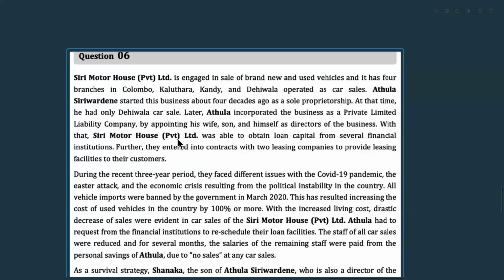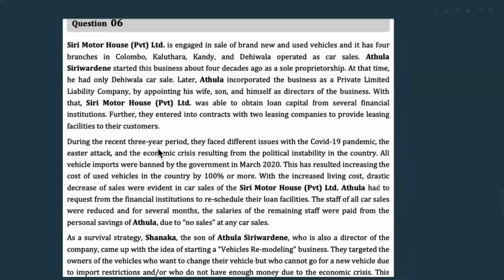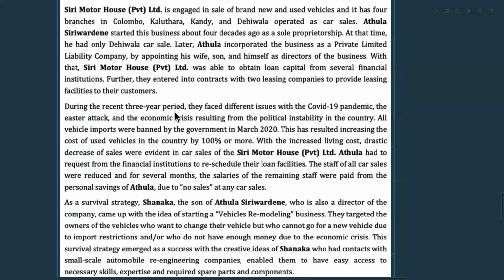With that, Siri Motorhouse Private Limited was able to obtain loan capital from several financial institutions. Further, they entered into contracts with 2 leasing companies to provide leasing facilities to their customers. During the recent 3-year period, they faced different issues with the COVID-19 pandemic. So the COVID-19 pandemic introduced so many threats, right? The Easter attack and the economic crisis resulting from the political instability.